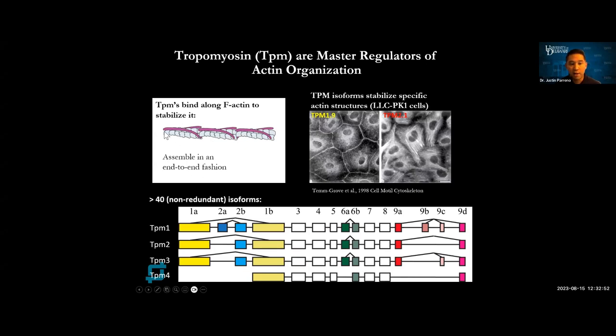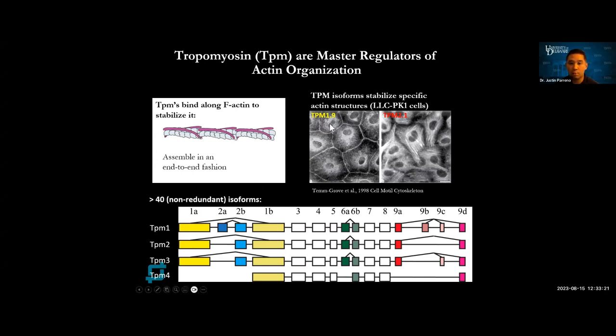Now again, tropomyosins are F-actin binding proteins that bind along F-actin to stabilize it. Interestingly, there are over 40 non-redundant isoforms of tropomyosin that exist from alternative splicing from just 4 tropomyosin genes. Now the particular tropomyosin expressed by cells is important and actually determines how F-actin is organized within cells by regulating other actin binding proteins onto F-actin.